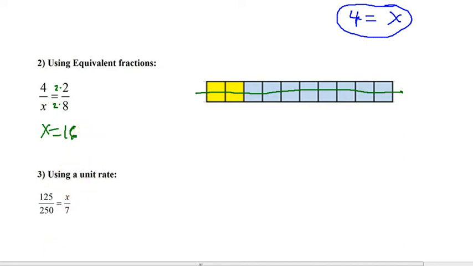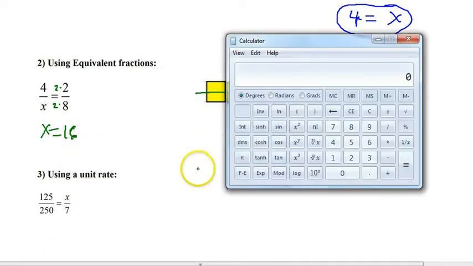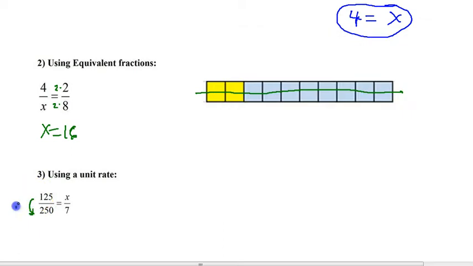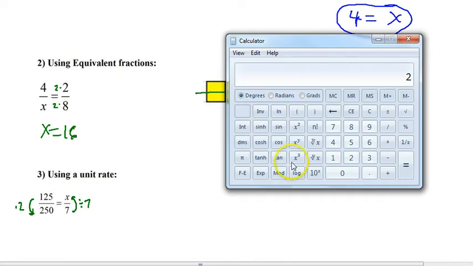The other one is to use a unit rate. So we look at it and see 125 divided by 250. That's half. And if you switch it around, 250 divided by 125, we get 2. So the difference from the top to the bottom, from here to here, is times 2. And then going the other direction is half, right? So that means from here to here, we would just take the 7 and divide it by 2. So 7 divided by 2 is 3.5.